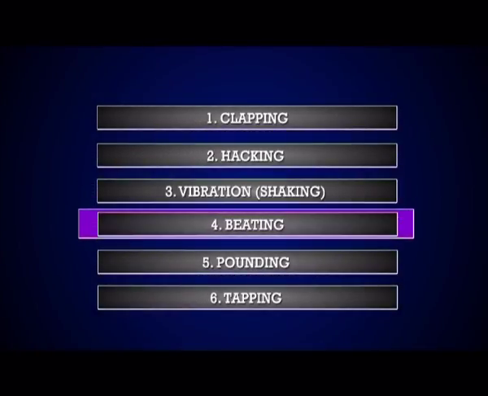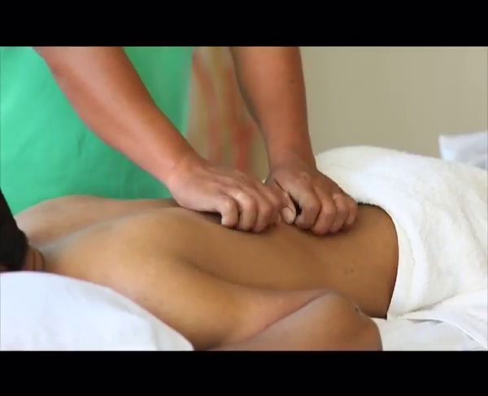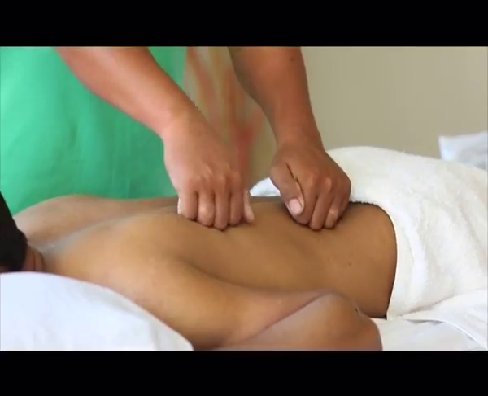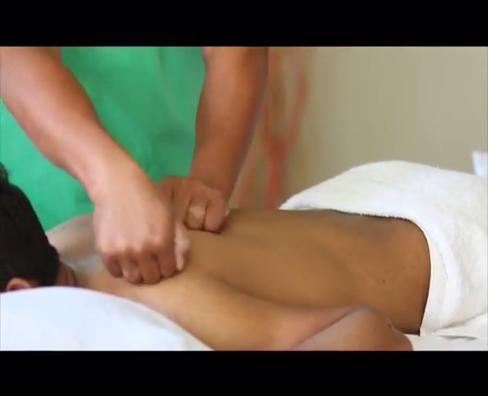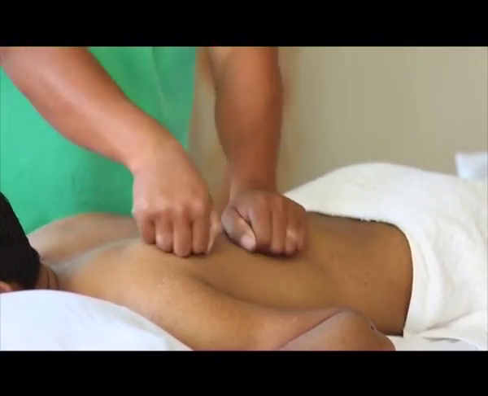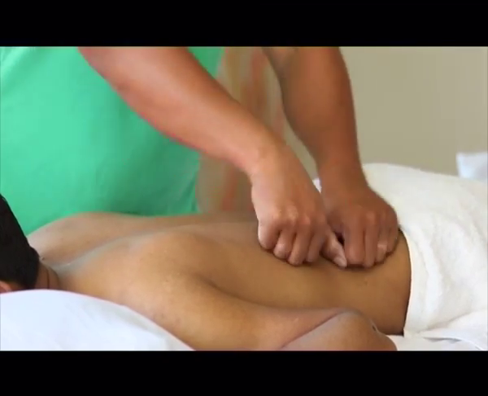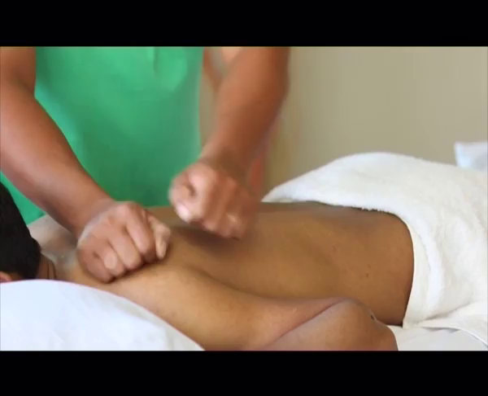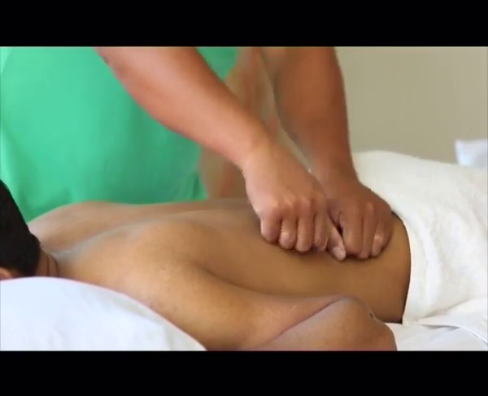And number 4, beating. Beating is a much less used manipulation in which the loosely clenched fist is used for the strike. The fingers are flexed at the metacarpophalangeal joint and proximal interphalangeal joint so that there is a flat surface composed of the back of the two distal phalanges and the margin of the palmar surface of the palm.